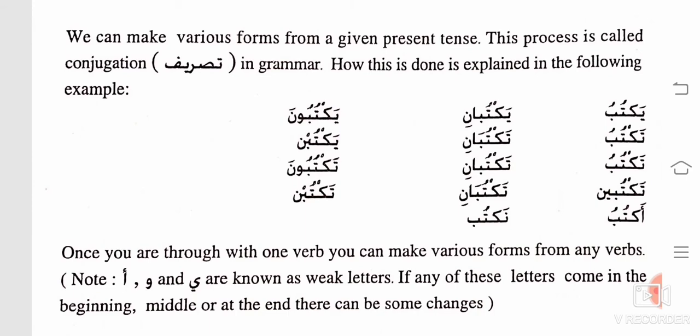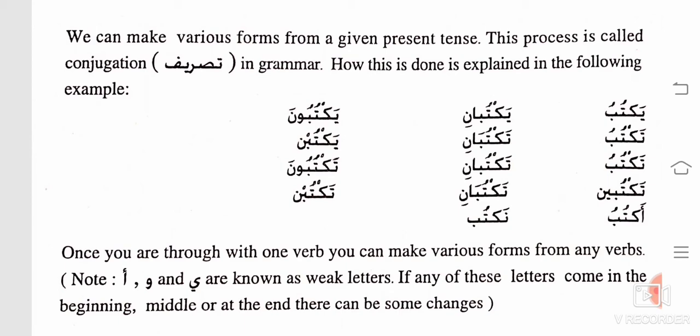We can make various forms from a given present tense. This process is called conjugation, tasrif, in grammar, that I have mentioned earlier.